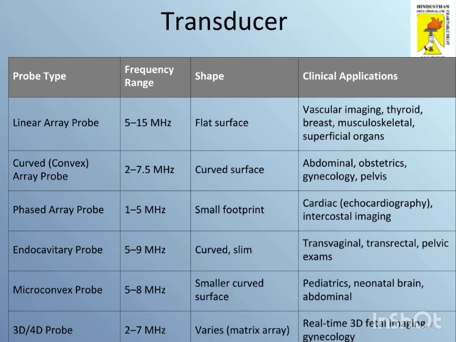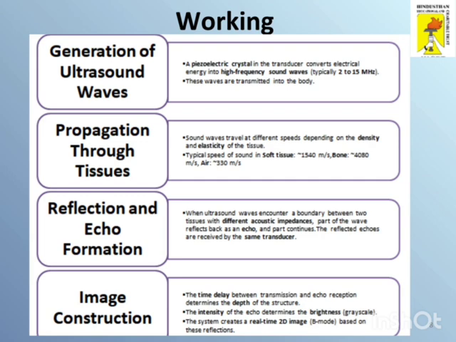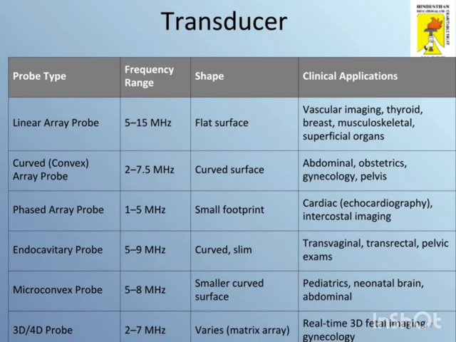Then we have a microconvex probe, which has a frequency range of 5 to 8 MHz. It has a shape which is curved and very small. It helps in visualizing pediatrics, neonatal brains, and also the abdomen. Then we have 3D and 4D probes, which use a frequency of 2 to 7 MHz. It helps in visualizing real-time 3D fetal imaging and is also used in gynecological applications.